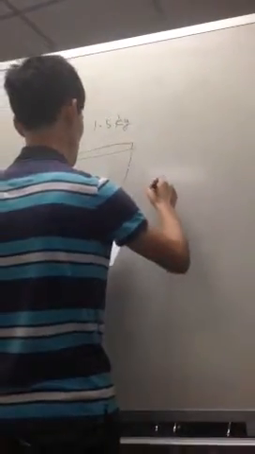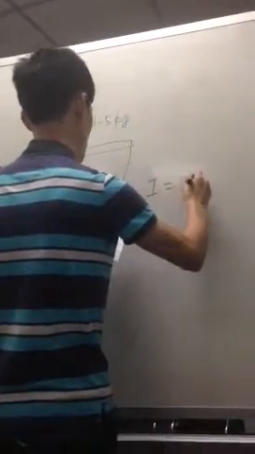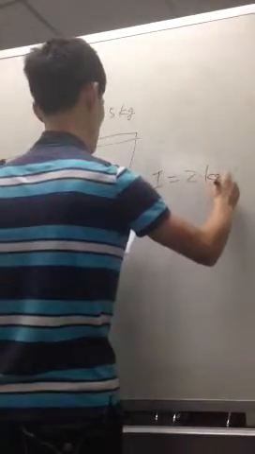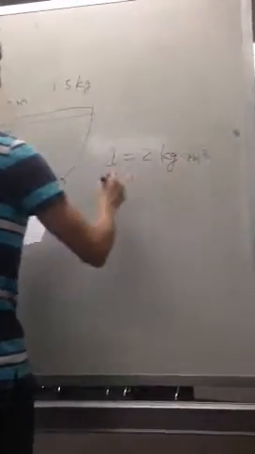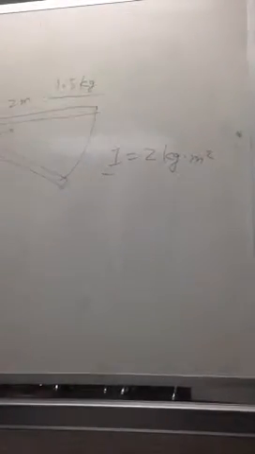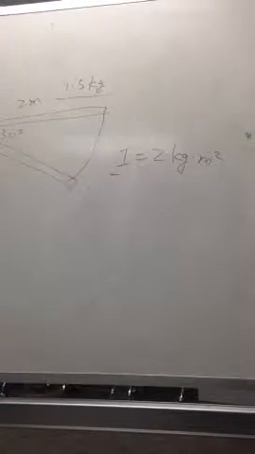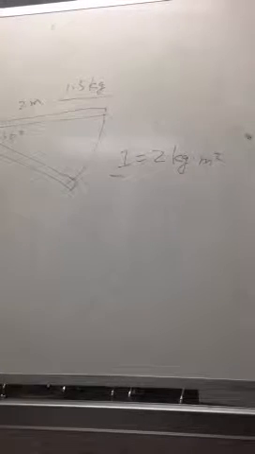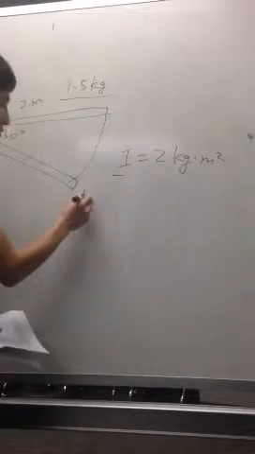The moment of inertia for the rod is 2 kilogram meter square. So we know these, we know the lengths, we know the mass. The question is, what's the angular speed here?